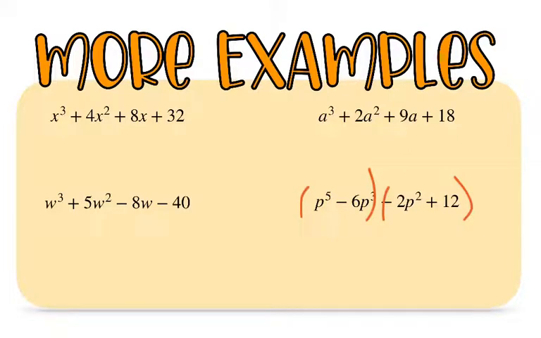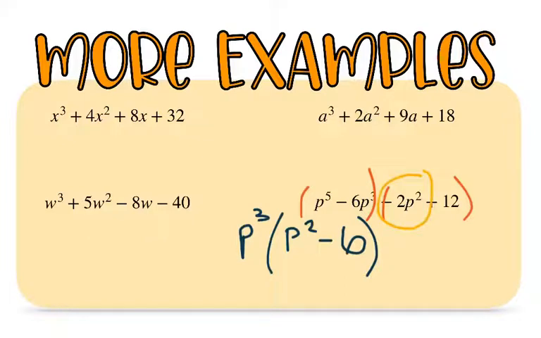So in the first group, I have p^5 and p to the third power. So I can definitely take out a p cubed, and what would be left is p squared minus 6. And in my second one, I can definitely take out a negative because this one has a negative, and you usually want your leading coefficient to be positive. So I'm going to take out a negative just so that one will be positive.